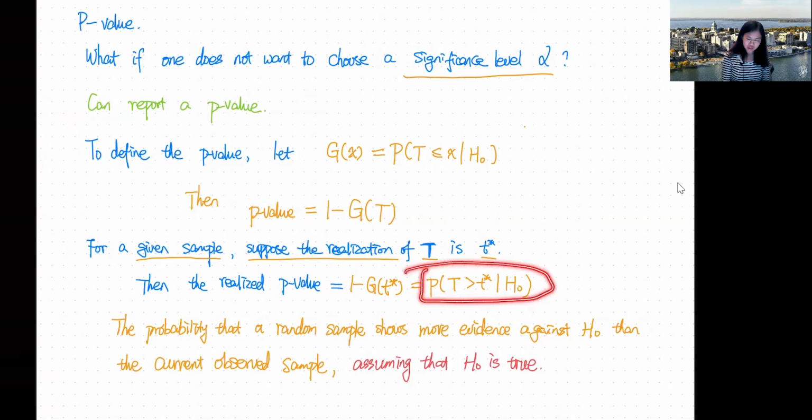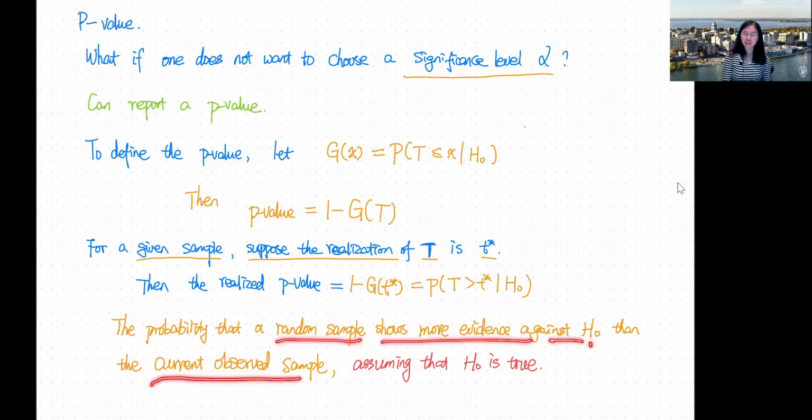This probability can be interpreted as the probability that any random sample shows more evidence, indicated by this greater than sign, more evidence than your given observed sample. So this is the probability that a random sample shows more evidence against the null than your current observed sample, assuming that H naught is true. So the p-value is the probability of observing something that's more against the null than you already observed in the given sample.